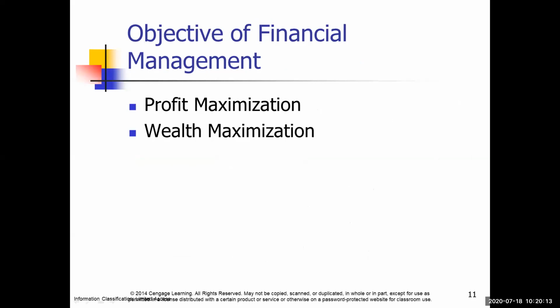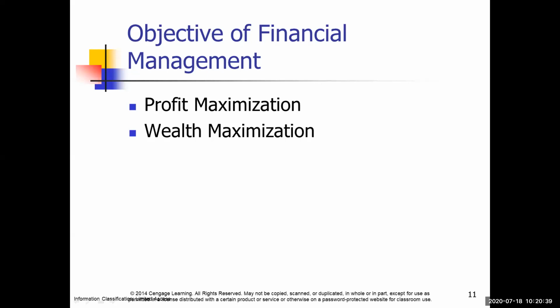So the next concept is very, very critical actually. Sometimes this is very much confusing. So the main objective of the financial statement. The main objective is first profit maximization and wealth maximization. When I say profit maximization, we talk about EBIT, EBT, various things actually. So that is what we talk about.